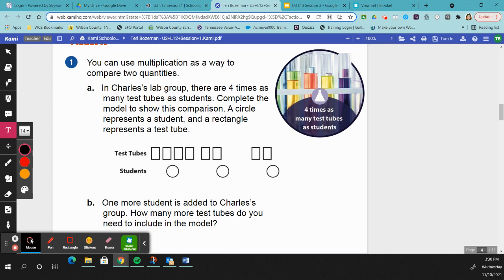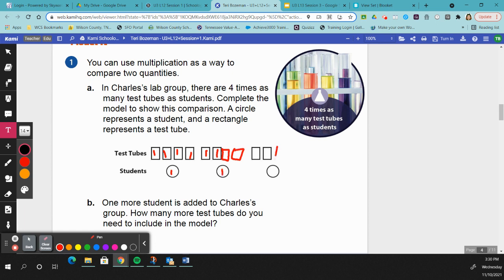So number 1 for the model, it says you can use multiplication as a way to compare 2 quantities. In Charles's lab group, there are 4 times as many test tubes as students. Complete the model to show this comparison. A circle represents a student and a rectangle represents a test tube. So there's 1, 2, 3, 4 students, 1 test tube. You have to complete the model. We have 1, 2 test tubes. We need 4, so we add 2 for 1 student.